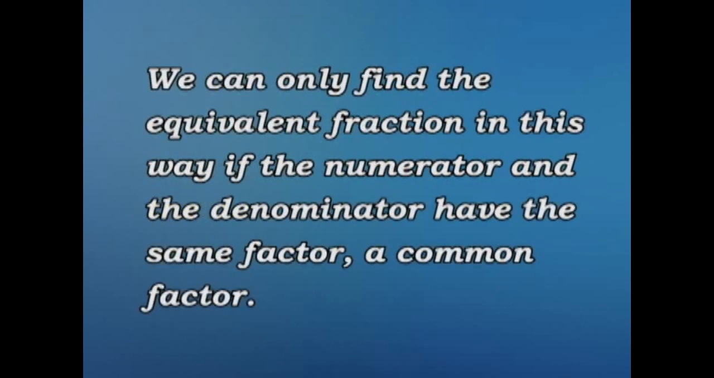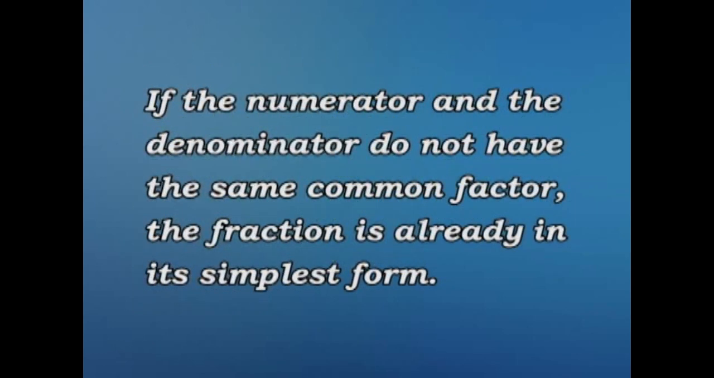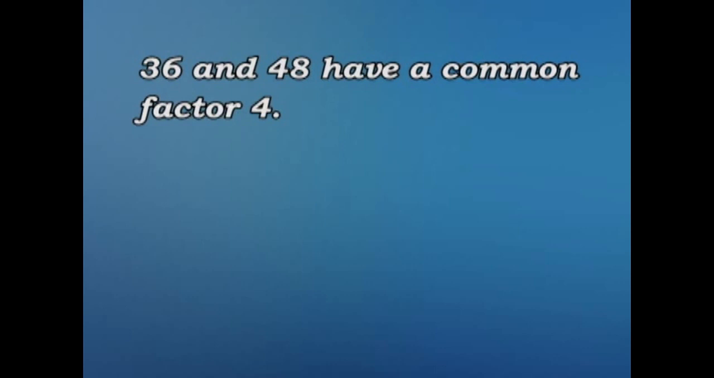Now we can only find the equivalent fraction in this way if the numerator and the denominator have the same factor, a common factor. If the numerator and the denominator do not have the same common factor, the fraction is already in its simplest form. Let me explain. 36 and 48 have a common factor 4. That means you can divide 36 by 4 and you can divide 48 by 4.